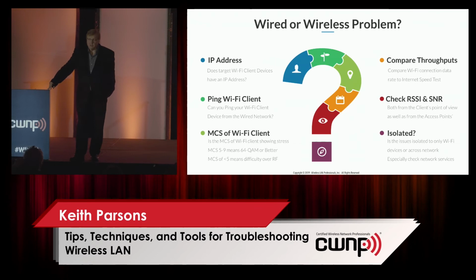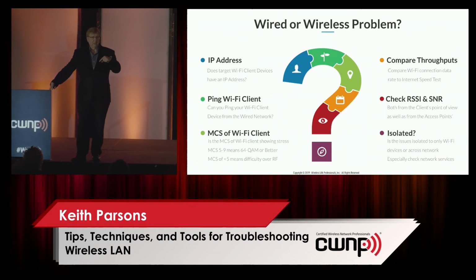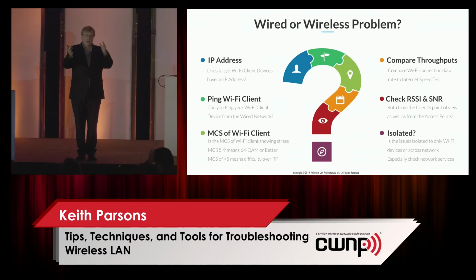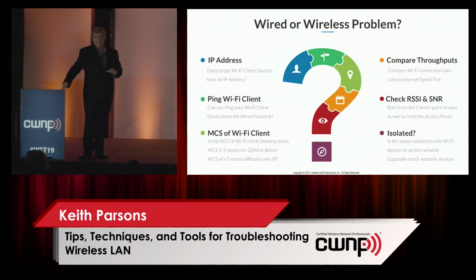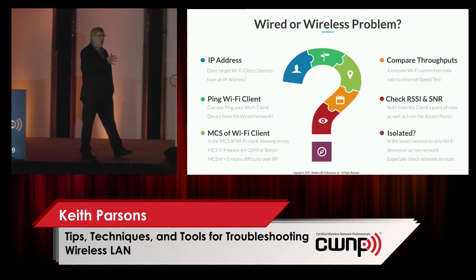Because wireless is working. Can I ping the Wi-Fi client from the wired side? If I can, that means from the wired side, I send a packet frame over the network to an AP who sent it over the air, who went to a client who heard it over the air, who sent it back to me. I don't have a wireless problem. Now, a client might complain, there might be another problem, but I don't have a wireless problem. If I want to know about the health of the RF, ping's not going to tell me anything about it.